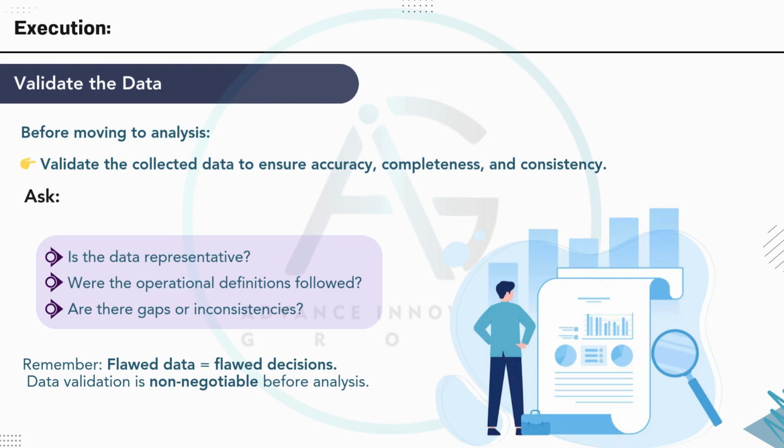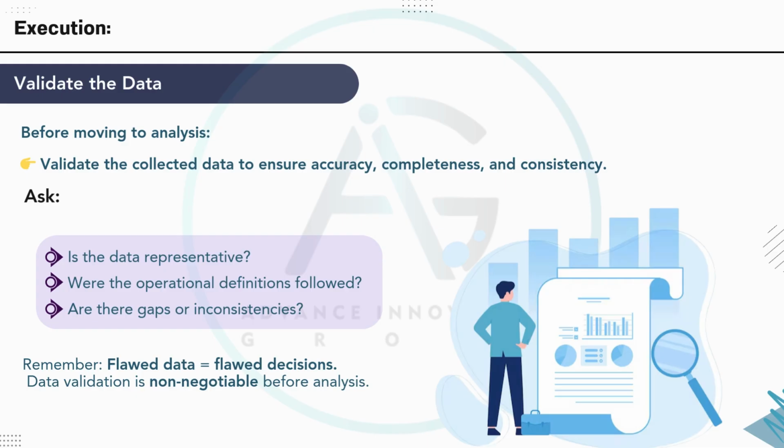No matter how sophisticated your tools or models are, if the data going in is inaccurate, the insights coming out will be misleading. So before moving forward, we need to validate the data for 3 key attributes: accuracy, completeness, consistency. Ask yourself the following questions. 1. Is the data representative? Does it fairly reflect the population or process being studied, or is there bias?